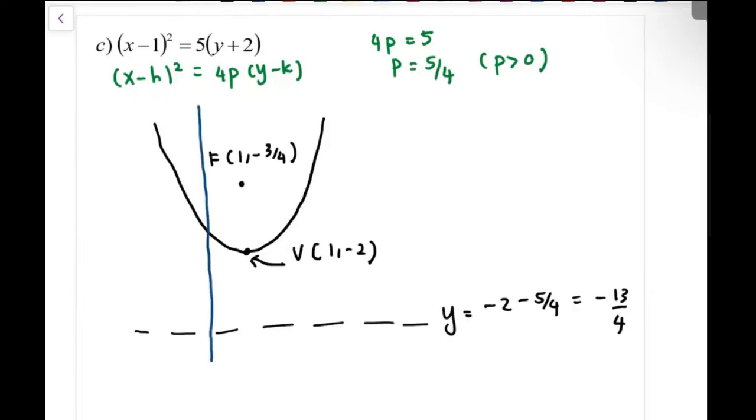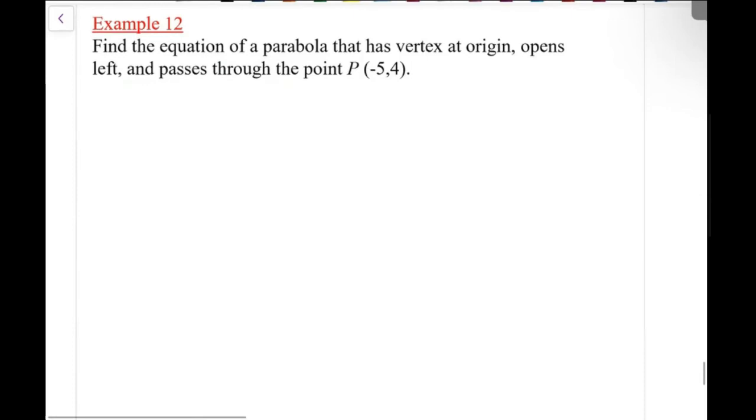Kita adjust dia because the question asks to sketch. Okay. Negative 2 ada kat sini. Negative 3 over 4 kat situ. Maksudnya kita punya x-axis atas lagi. Okay. Settle. Alright. Next question.